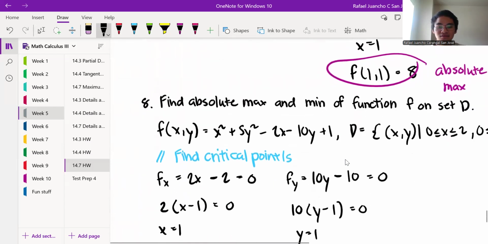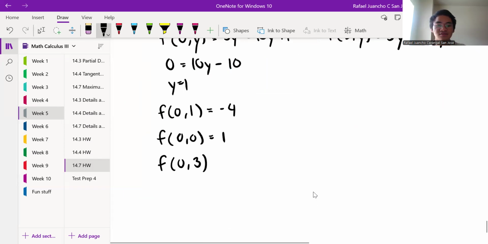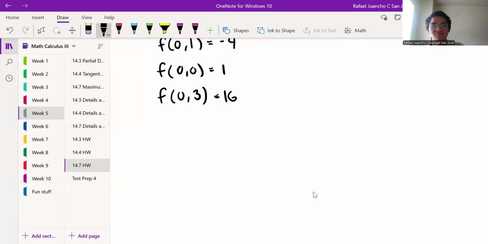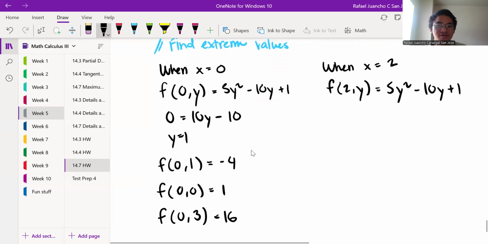Let me see. 0, 0, gone. I make this 3. I get 5 times 9, that's 45. Minus 30. Plus 1. What is that? That's definitely a bigger number, if I'm gonna be honest. Okay, I get 16. Yeah, that is a bigger number. So here I get that output, I get 16. And here we can see this is definitely indeed a maximum, right?